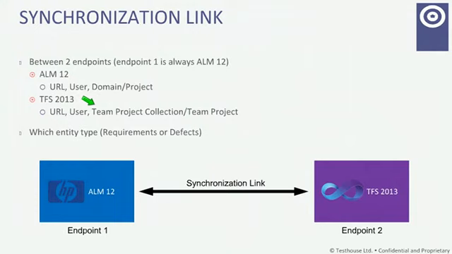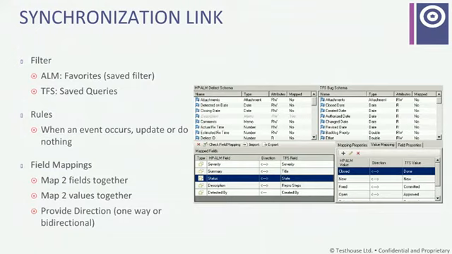So once you specify this, you also need to specify which type of data, which entity type, you want to synchronize. So you can either synchronize requirements or defects. And if you want to do both, you will have to create 2 synchronization links. So once you created this synchronization link, you can then specify a few things. So I will go over quickly some of them.